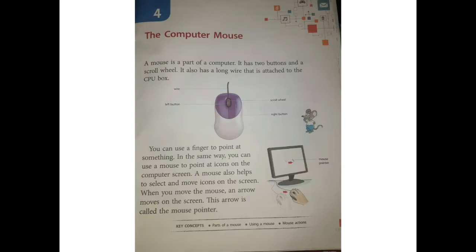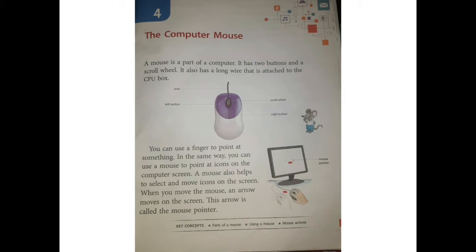Okay, today we are going to see about computer mouse in computer science. What are we going to see today? Computer mouse. Yes, a mouse is a part of a computer. It has two buttons and a scroll wheel. It has a long wire that is attached to the CPU box.